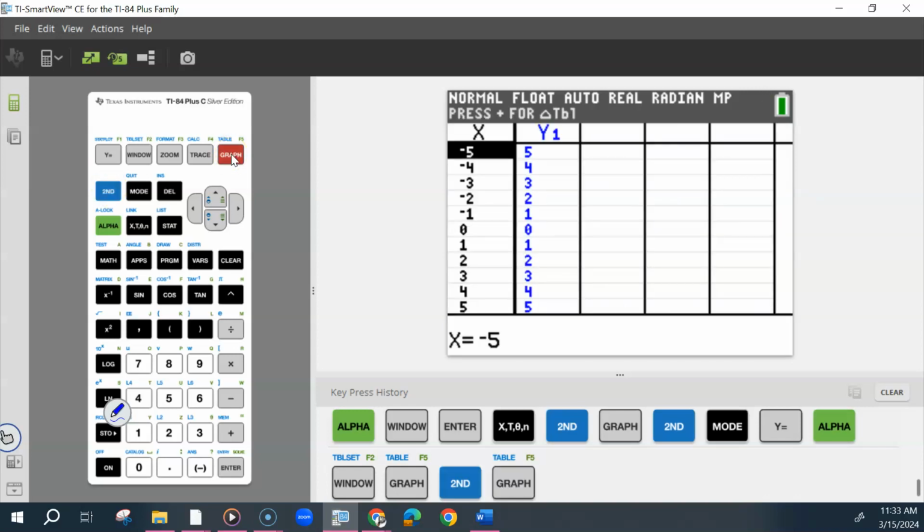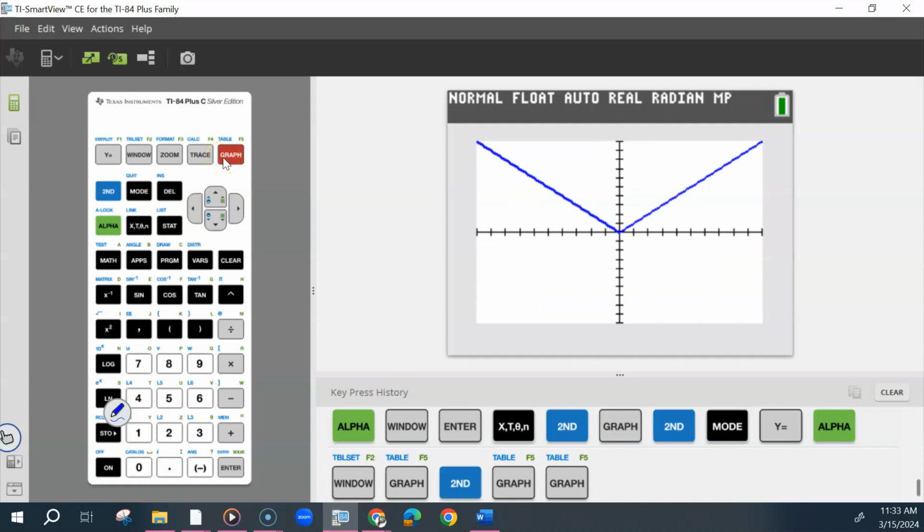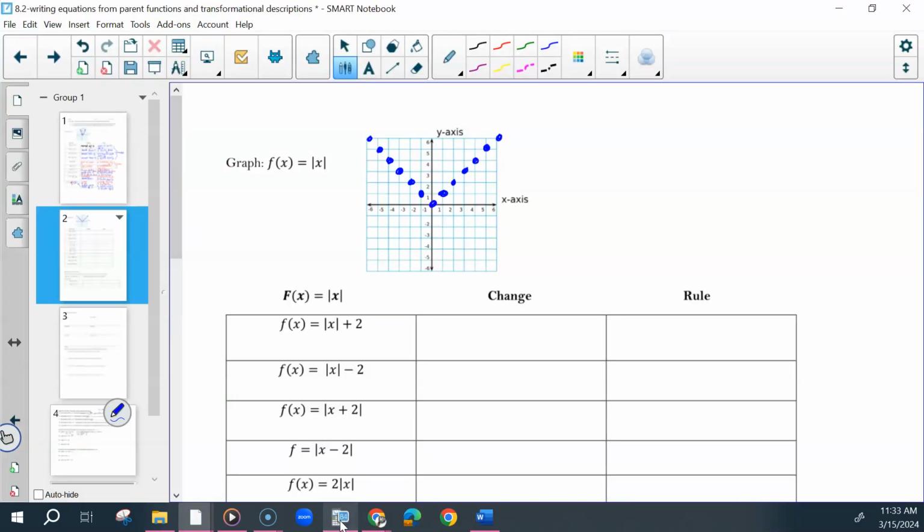So when you plot all of these points, your graph looks something like this V. Your quadratic is a parabola, a U shape. Your absolute value is a V shape. So when you lazily draw graphs, try to make sure one looks like a V, one looks like a U.